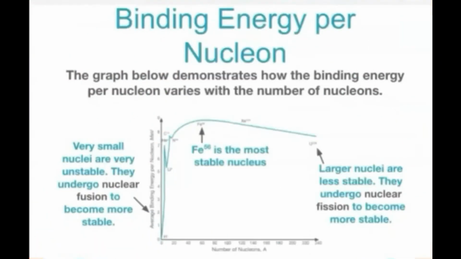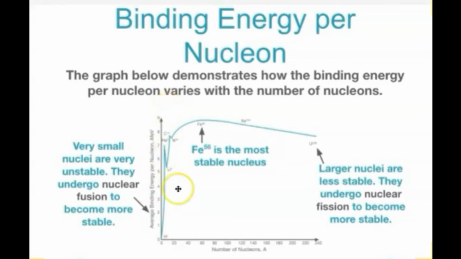Now this is a binding energy per nucleon graph. And this is a graph that you can construct using the entire periodic table by plotting the number of nucleons for each element on the x-axis. So that would be the mass number, right? The number of protons and neutrons. And then the average binding energy per nucleon on the y-axis.